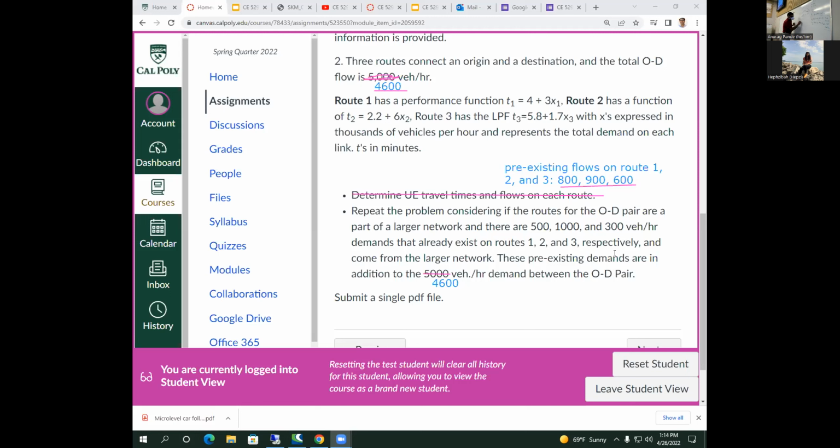So 3.6, 1.2. So at one point, when x1 becomes 1.2, i.e. new flow of 1.2 minus 0.8 equal to 0.4. Okay? And then you can solve for x3 similarly. So 5.8 plus 1.7x3 equals 7.6, and then what does that become? 1.8 over 1.7. What does that mean?